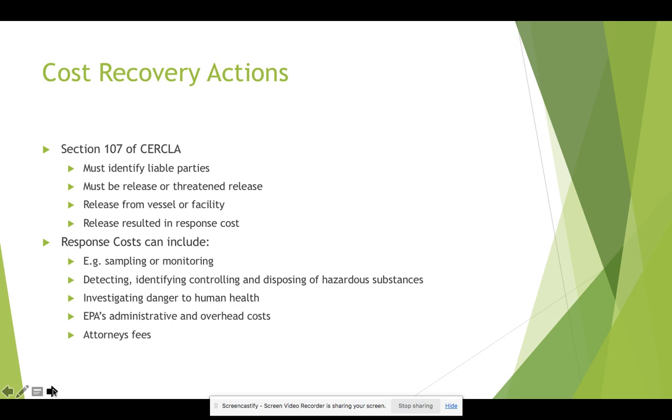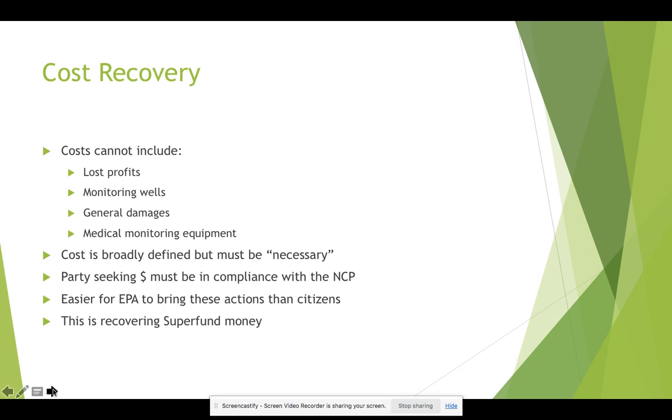to eliminate damage to the resource or to people or something like that. So things that you can recover for would be sampling. Okay, well, I have to check the soil, I have to check the air, I have to check the water, figuring out what substances, right? Detecting, identifying, and disposal of these hazardous substances, any investigation of danger to people, the EPA, what their overhead was, their administrative costs. So these are brought by the EPA to recover from these actions, and attorneys' fees. So these are things that cannot be recovered: just general damages or medical stuff.